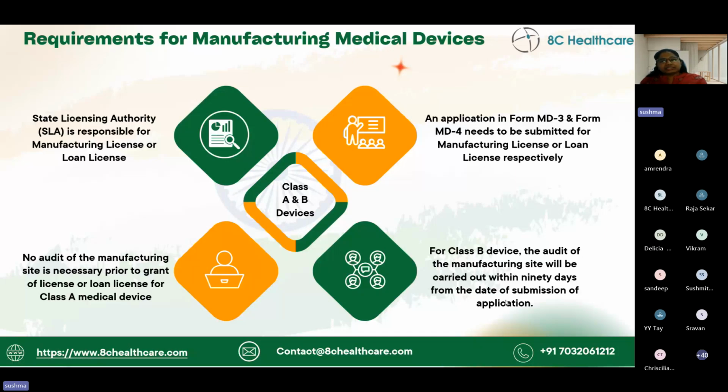Only if the site complies with all the requirements as per the CDSCO quality management system, only then will the notified body or the third party issue the license to the manufacturer. So the important thing to note here is that there is an intervention of a third party for the audit of the premises. It can be a notified body or the state licensing authority that will come for the audit of class A and B manufacturing sites.